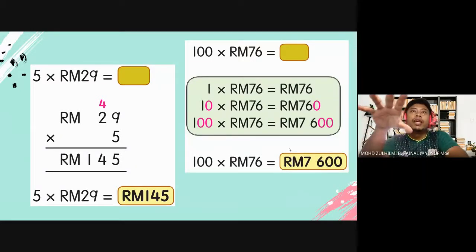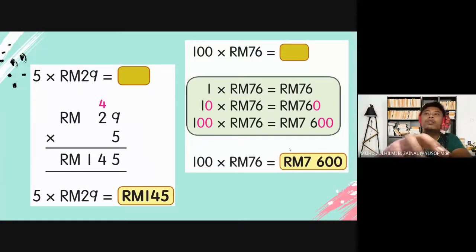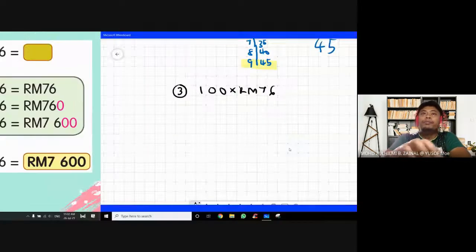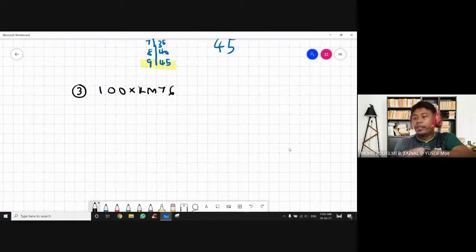Alright, so understand this. So 1 times 76 ringgit, 10 is 760, 100 is 7,600. If 1,000, wow, 76,000. Remember, you can also do like this.